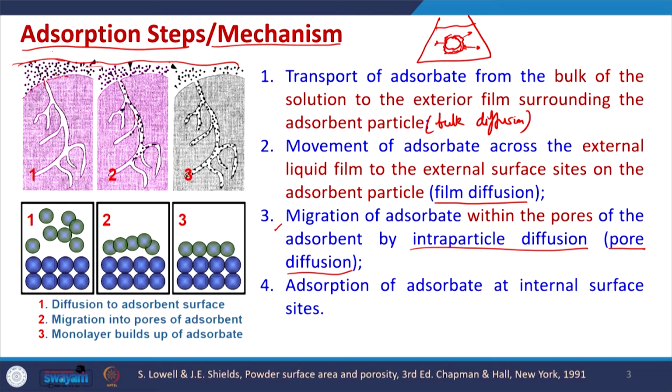Now, after diffusion occurs, the adsorbate will get adsorbed at some surface site. Suppose the surface site is here or here also. So, first the molecule will come and get adsorbed here. So, this is the last step, or fourth step: adsorption of adsorbate at the internal surface site.